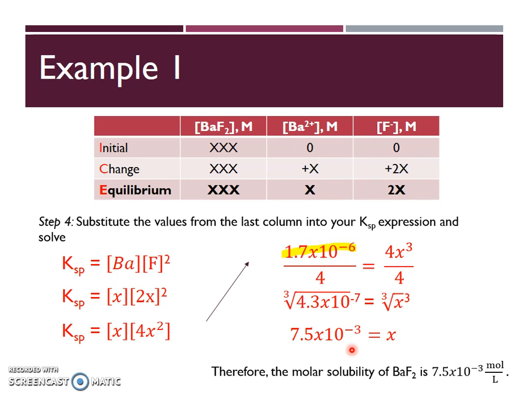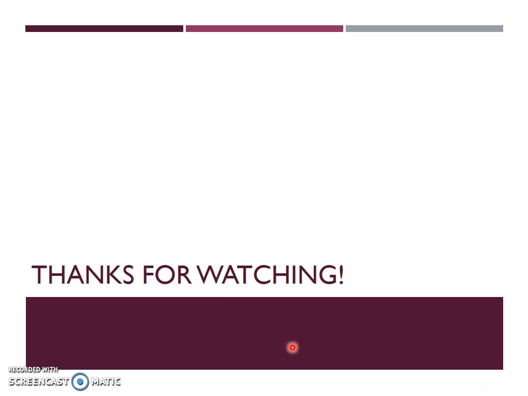Therefore, the molar solubility of barium fluoride is 7.5 times 10 to the negative 3 moles per liter. And there we go. I hope you learned how to easily determine the molar solubility of a compound given the solubility product constant, and good luck.